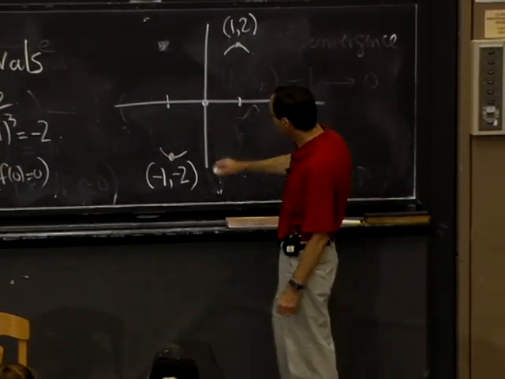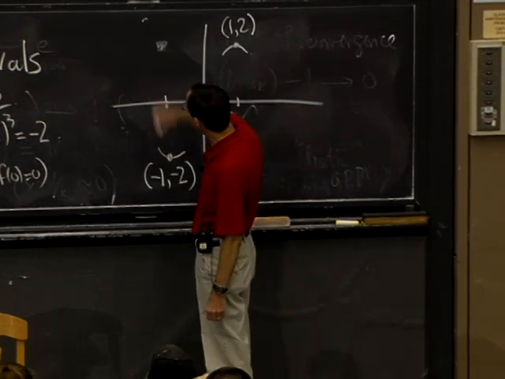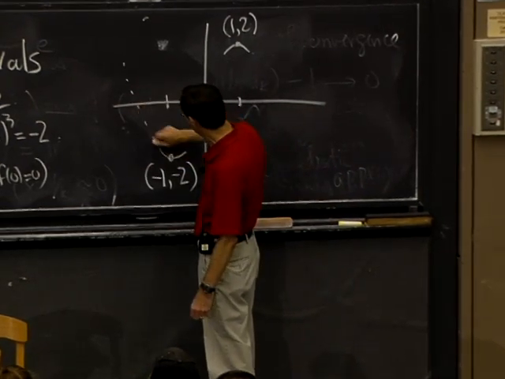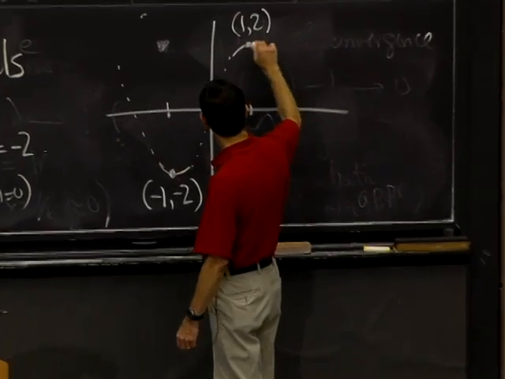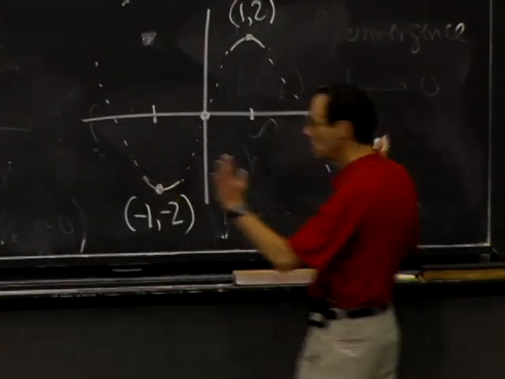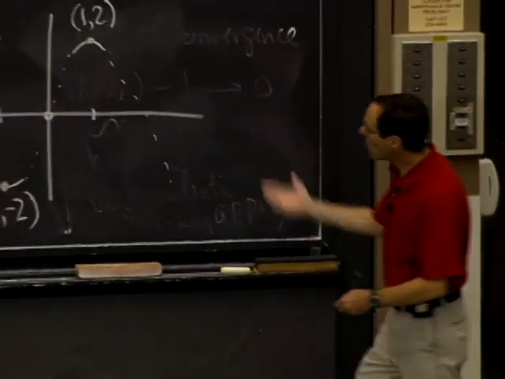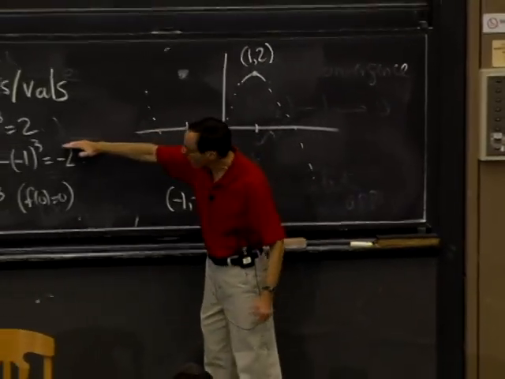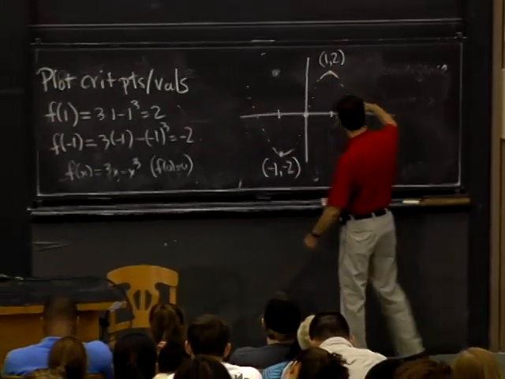So now we can guess what our function is going to look like. It's going to maybe come down like this, come up like this, and come down like this. That could be what it looks like. But another possibility is it sort of comes along here and goes out that way, comes along here and goes out that way.